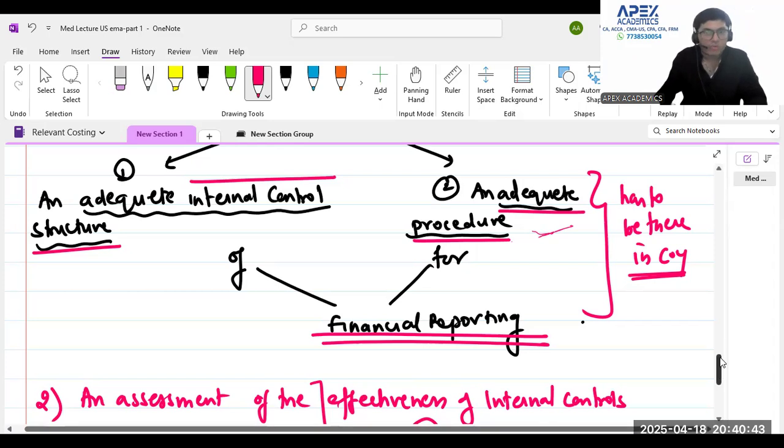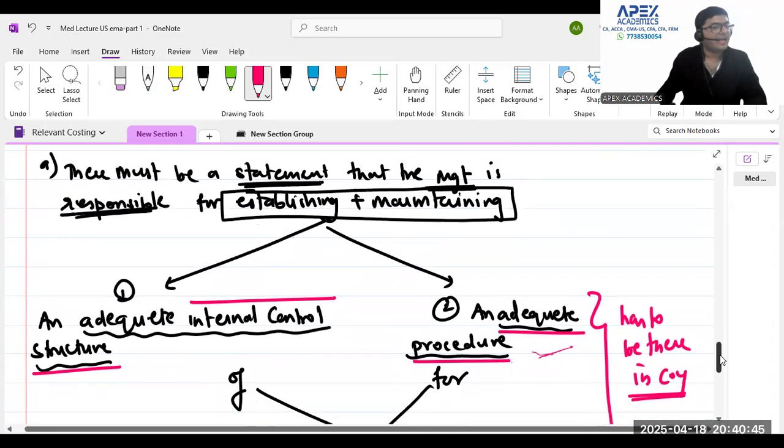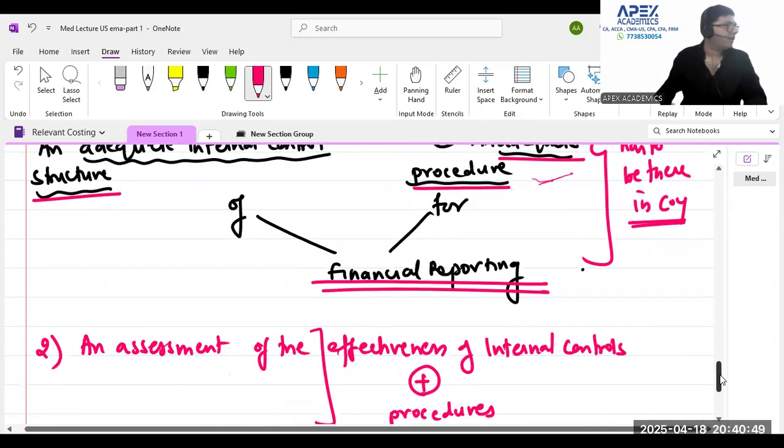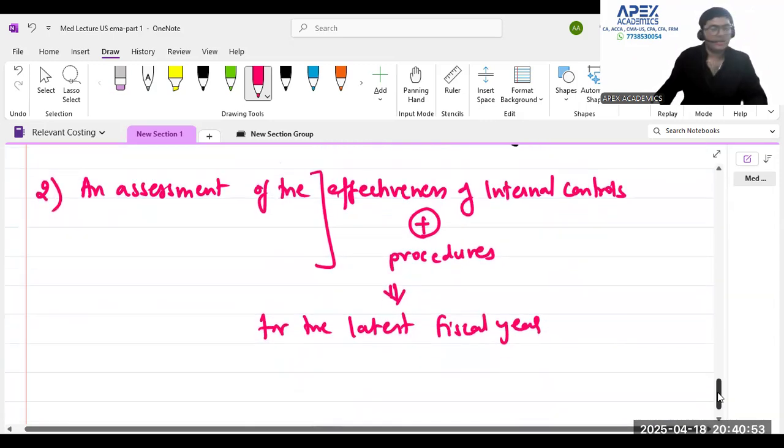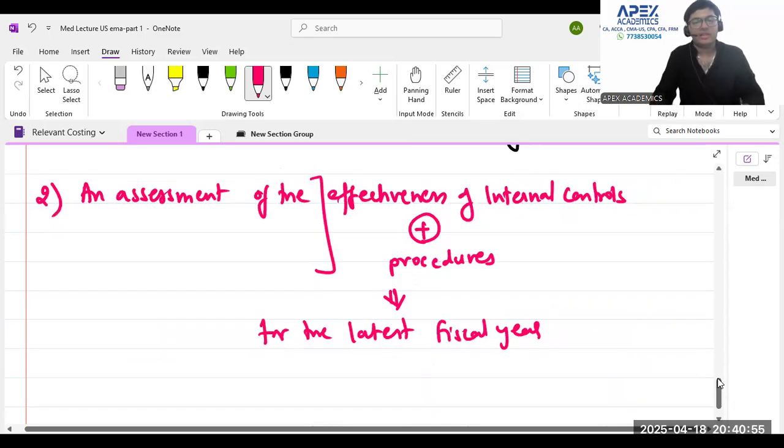Sir, so what is the job of the management? To establish and maintain an adequate internal control structure and an adequate procedure for financial reporting. And this thing has to be there in the latest fiscal year as well. Are we clear about this particular point? Yes or no? Agreed or disagreed?